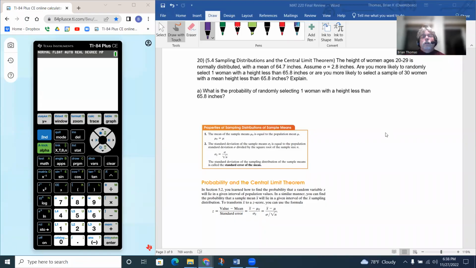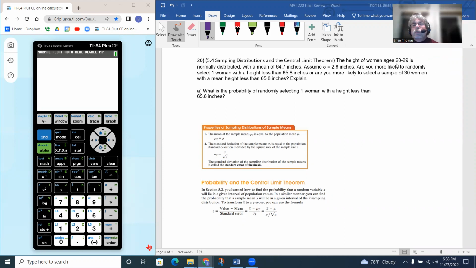So question 20, it's like 5.4 sampling distributions and the central limit theorem. So first part is the height of women's ages 20 to 29 is normally distributed with the mean of 64.7 inches. Assume the standard deviation is 2.8 inches. Are you more likely to randomly select one woman with a height less than 65.8 inches, or are you more likely to select a sample of 30 women with the mean height less than 65.8 inches and explain?